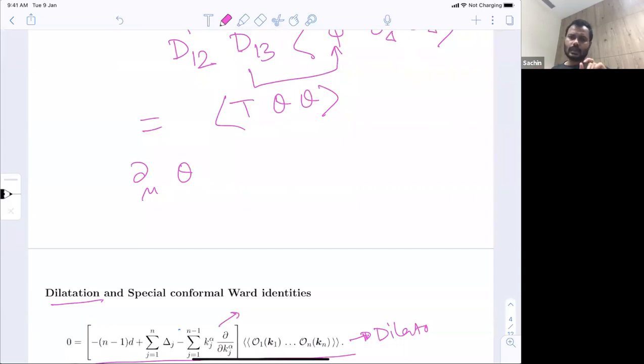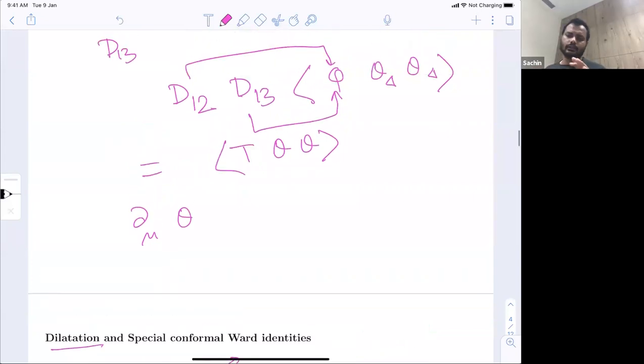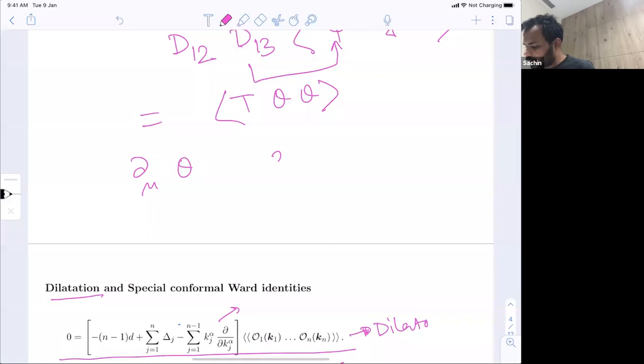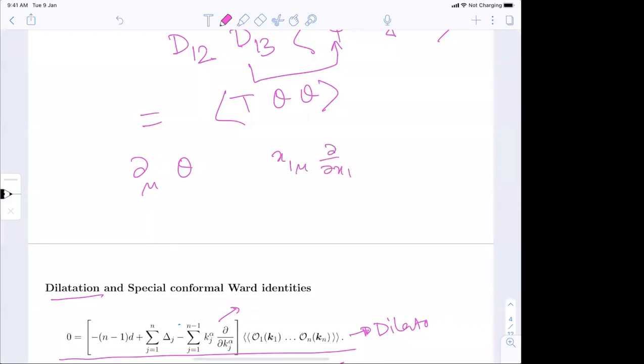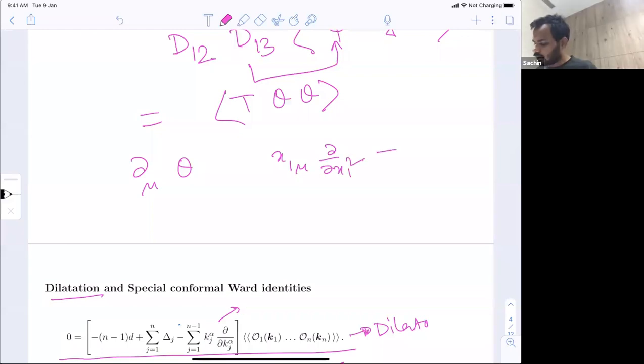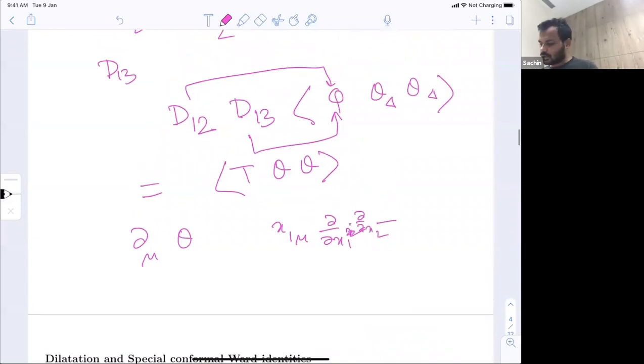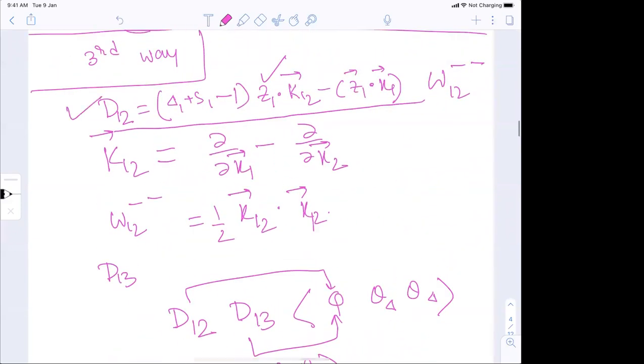Related to that, this D12 is actually in position space. It will be of the form like x1 mu del del x1 square, this kind of stuff, del del x1 dot del del x2. There will be some complicated position space differential operator, which you convert to the momentum space and you will get this form. Okay. Thank you.